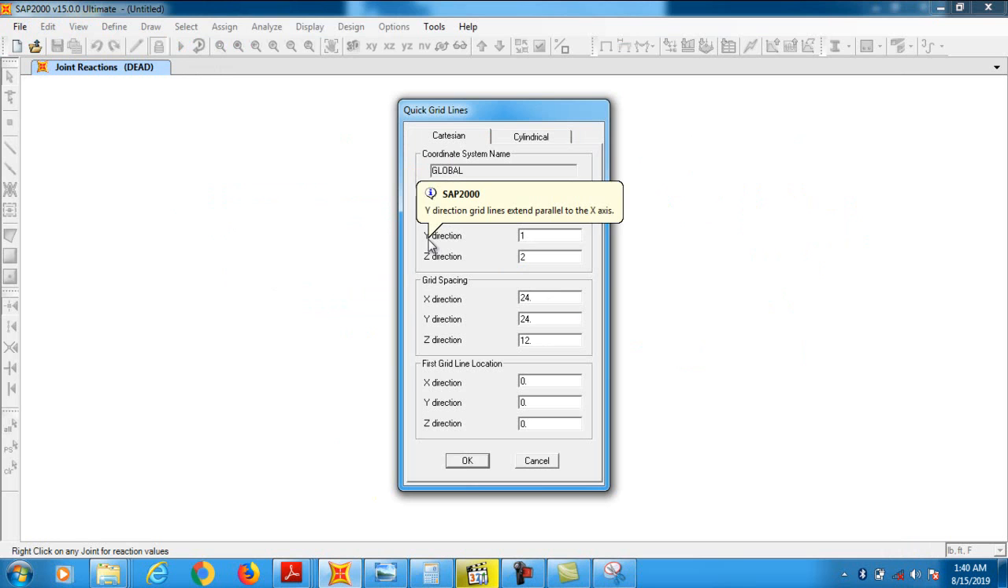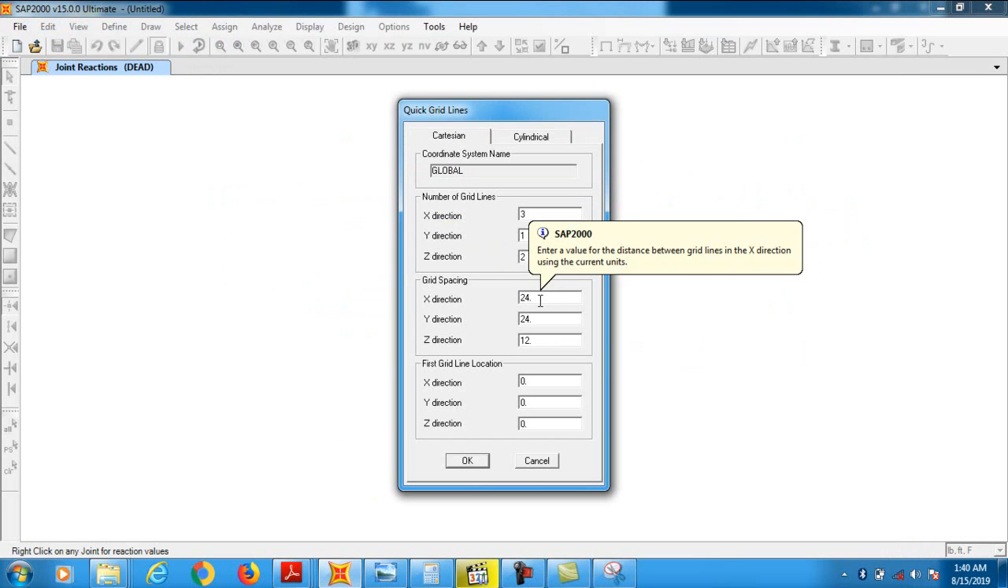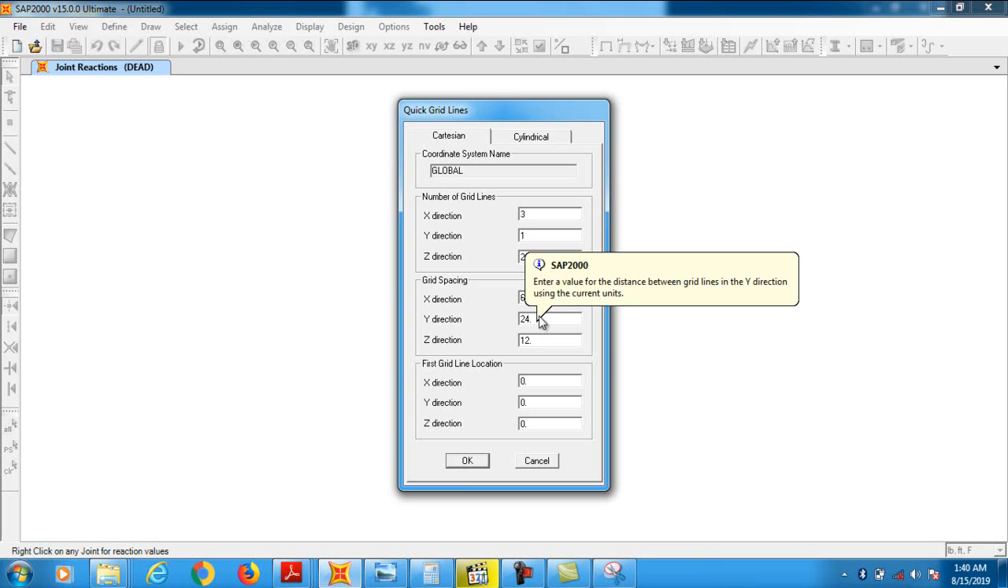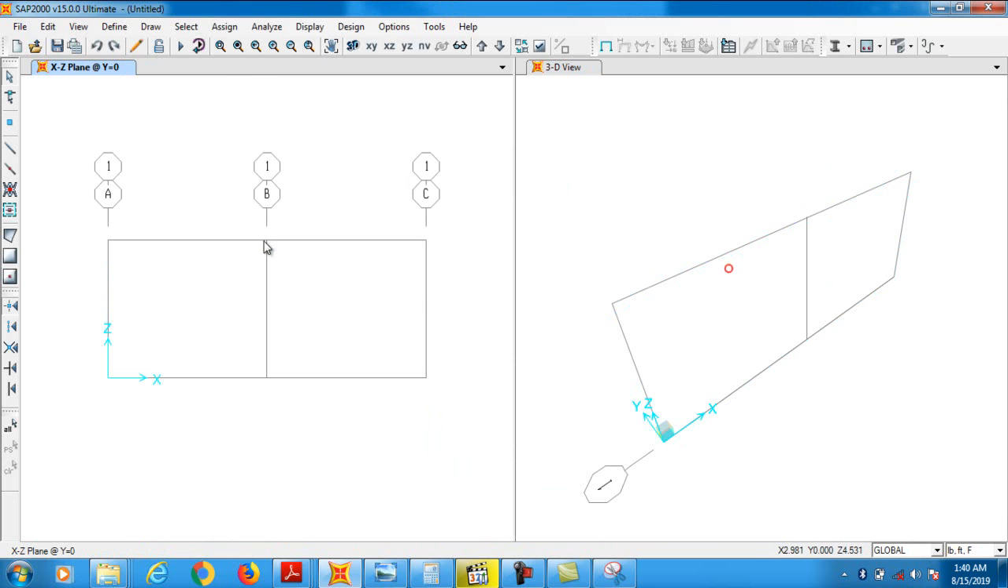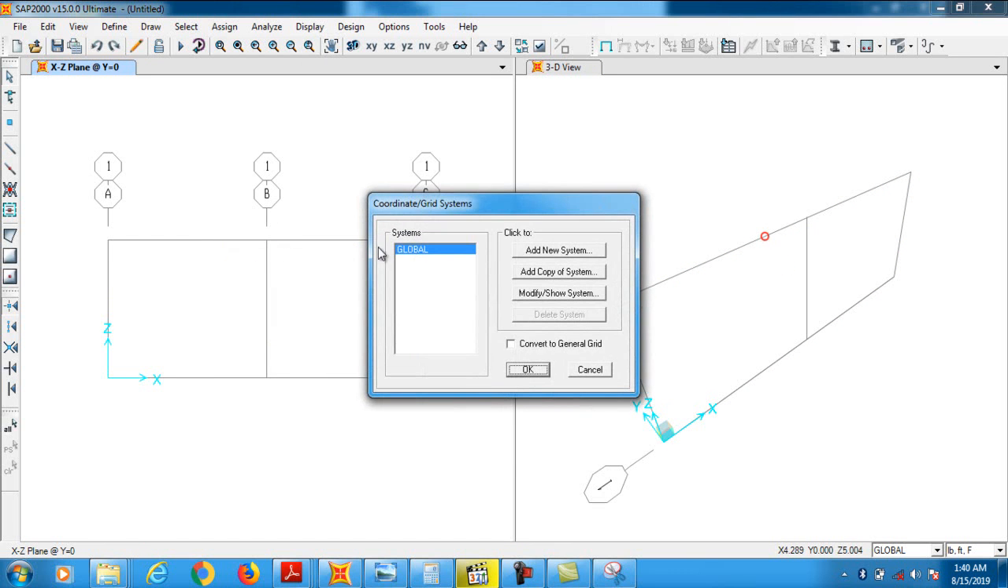In z direction we need two axes. Let me assume this is equal to 6 feet. This y, let this be 1, and the vertical height is 5. Clear? So okay, now we edit the spacing. Make sure you will be in xz plane here. Let's edit the grid spacing.